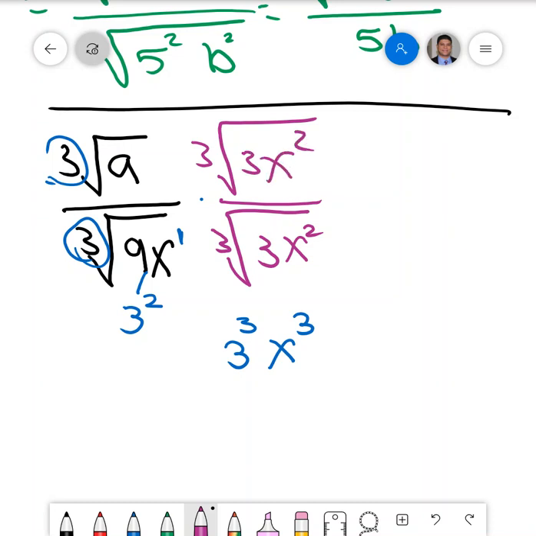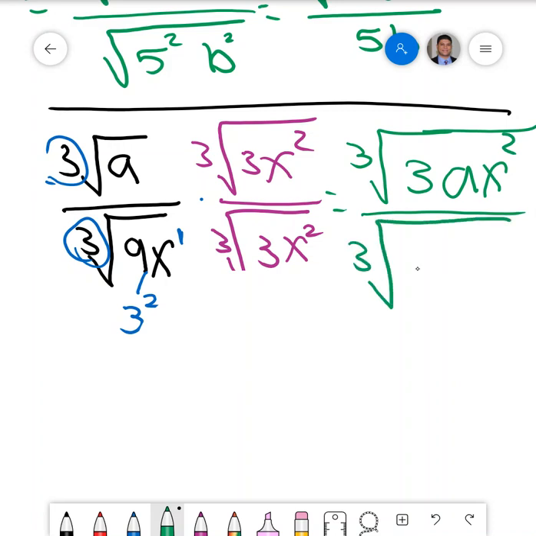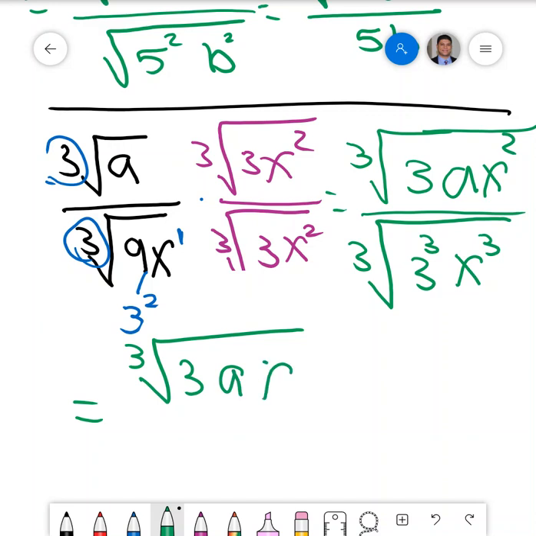Now let us multiply. Equal to third root of 3a x squared over third root of 3 to the power of 3 x to the power of 3. So equal to third root of 3a x squared over 3x.